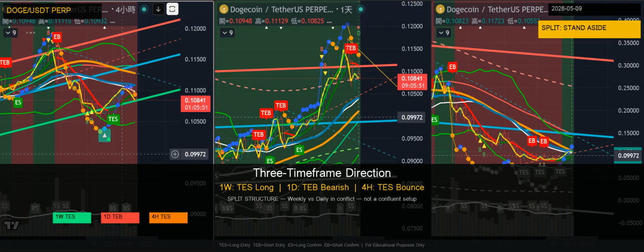The daily shows a sequence of TEB signals in the middle section, which created bearish pressure. Then multiple ES signals appeared on the right side, pushing price significantly higher. This was the daily bullish recovery phase.